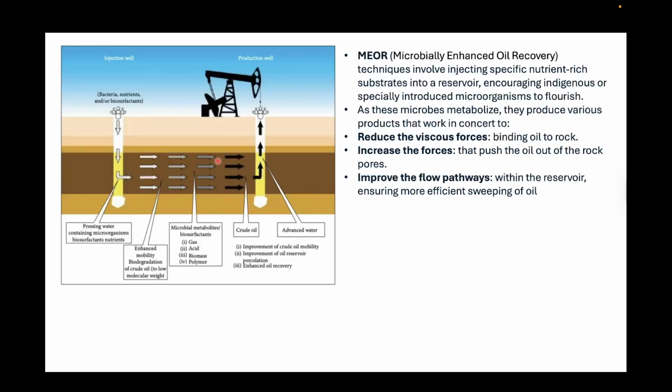And then the oil is swept towards the production well, which can then extract the oil from the water in immiscible forms. So first, the injection well is loaded with the bacteria, nutrients and biosurfactants, pressing the water containing microorganisms, biosurfactants and nutrients, enhancing mobility and biodegradation of crude oil to low molecular weight. Microbial metabolites are generated, like gas, acid, biomass and polymer. Crude oil is swept away from the injection well towards the production well. Improvement of the crude oil mobility, improvement of oil reservoir percolation and enhanced oil recovery, and advanced water is pulled up from the production well.